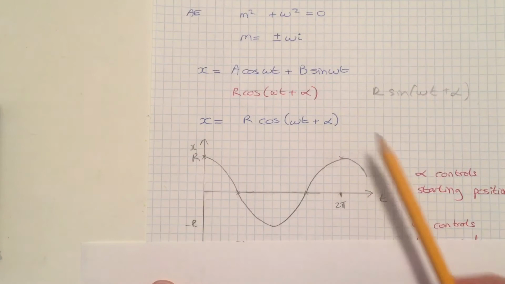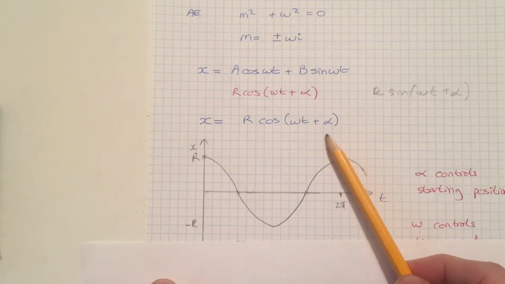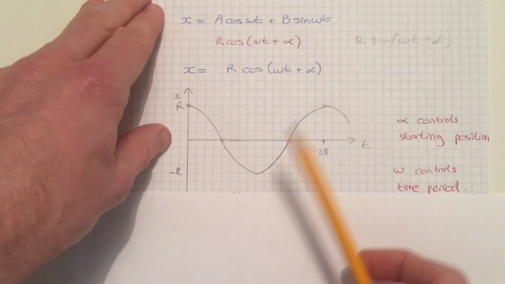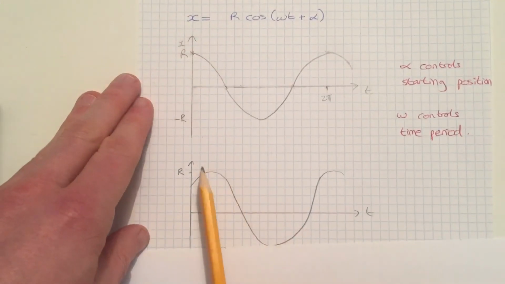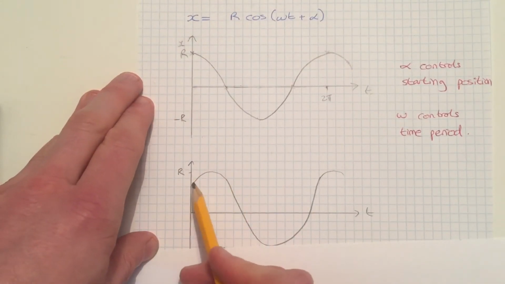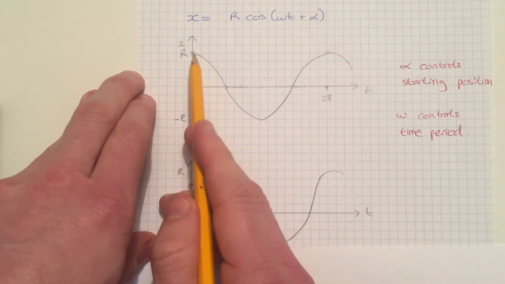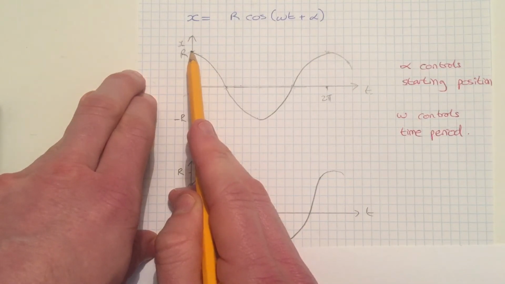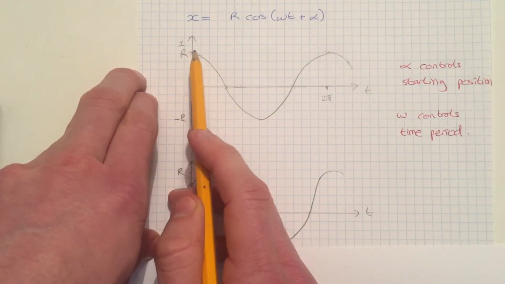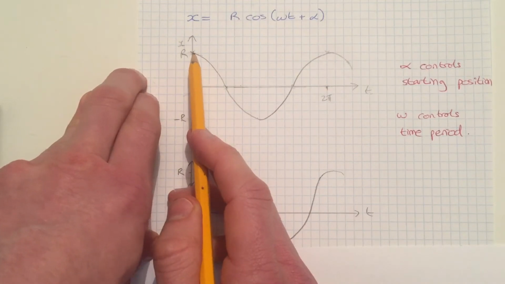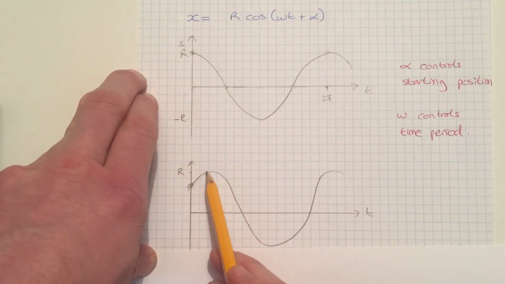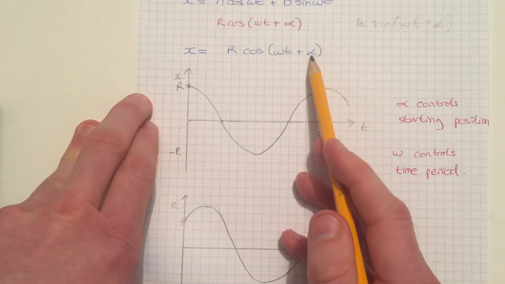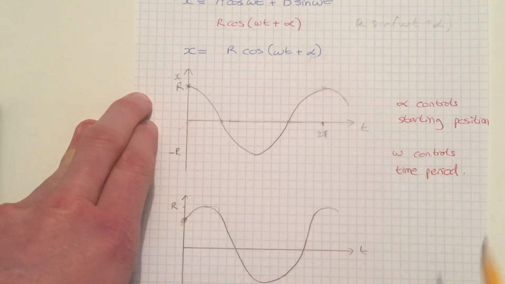The alpha, what that's doing is controlling the starting position, because this is going to represent a translation in the x direction. So for example, if alpha was not 0, it might mean that actually it didn't start at its maximum amplitude. Here I'm saying that when t is 0, the displacement is at its maximum, so it's starting furthest away from the origin position. But it doesn't have to be. It could start here and then move out to its amplitude position and then back in. So this alpha here is controlling the starting position.